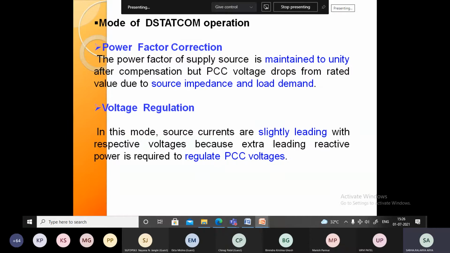Second point, what is voltage regulation mode? In this mode, source current is slightly leading with respect to voltage because extra leading reactive power is required to regulate the PCC voltage. What is the disadvantage of zero voltage regulation? The advantage is you can maintain whatever voltage you want. But the disadvantage is in this case we need slightly leading reactive power. Means by reactive power we want to compensate the voltage. So in that case we are not able to maintain unity power factor. So that is the second thing.